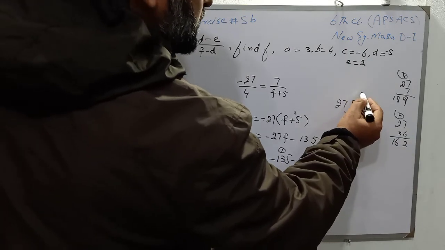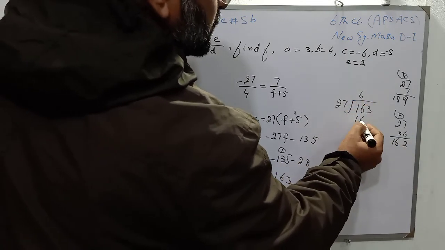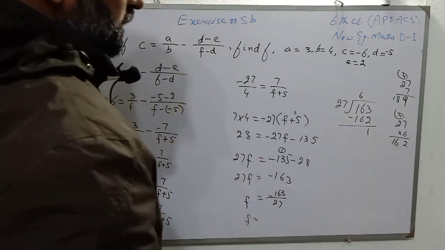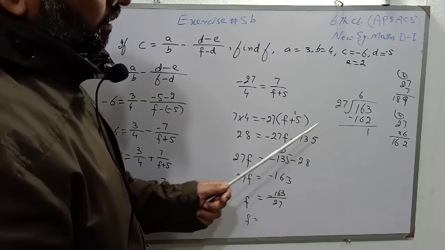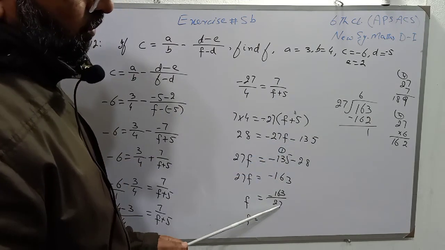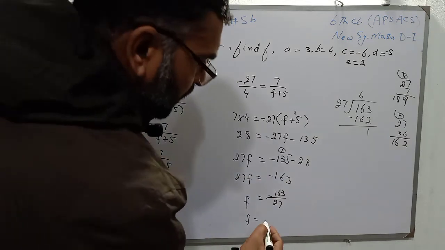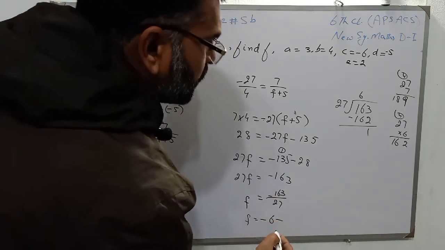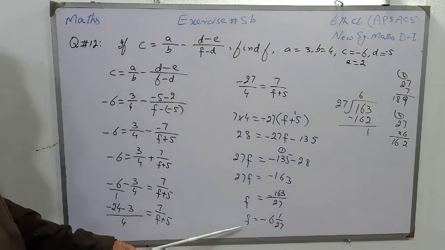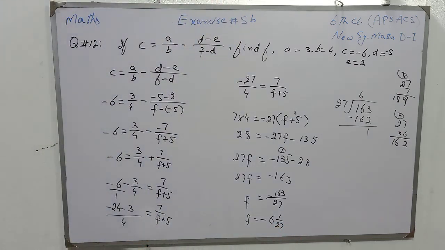So 6 27s are 162. Subtract 162 from 163, so it will be 1. The answer of this 163 over 27 will be 6 whole number 1 over 27, so it is minus 6 whole number 1 over 27, and that is the value of f.